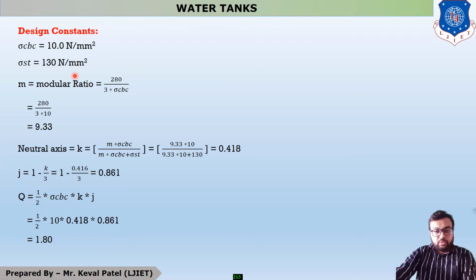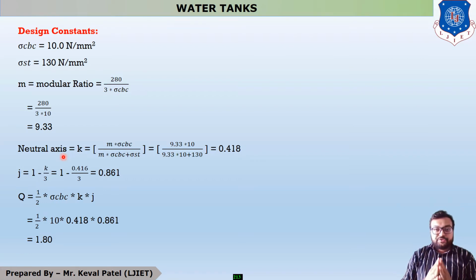Now we have four design constants, in which the first two design constants are already studied. The first design constant is modular ratio. The equation of modular ratio is 280 divided by 3 into sigma CBC. Now we put the value of sigma CBC equal to 10, then we get our answer of small m equal to 9.33. And our second design constant is neutral axis, which is denoted by small k. So what is the equation of small k?